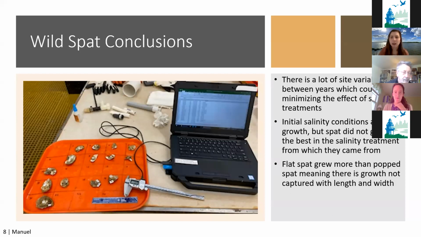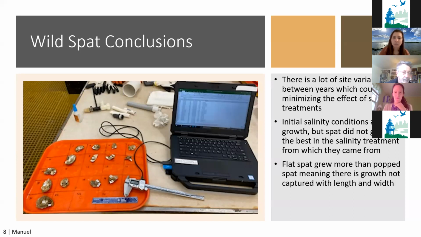So even though the spat were collected on the exact same day, October 1st in both 2019 and 2020, there were likely some environmental differences between the years that were not controlled for, which could have influenced how the spat grew in the experiments and minimized the effects of the salinity treatments by the time I got to them. Spat from the lowest salinity zone had highest growth between the salinity treatments, most likely because they were moved into higher salinity treatments, which removed osmotic stress and they were just able to take off.